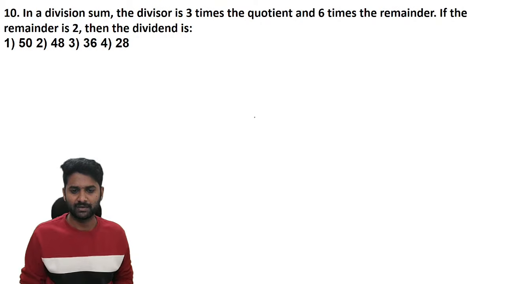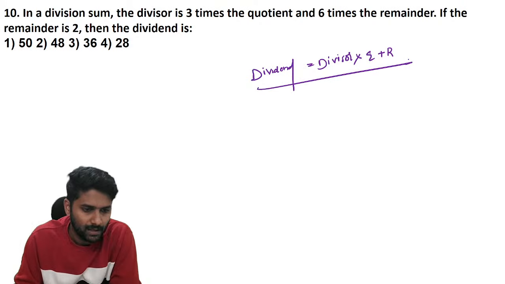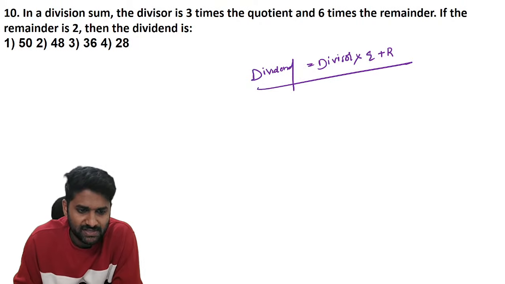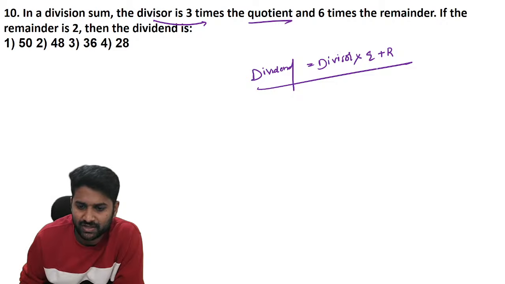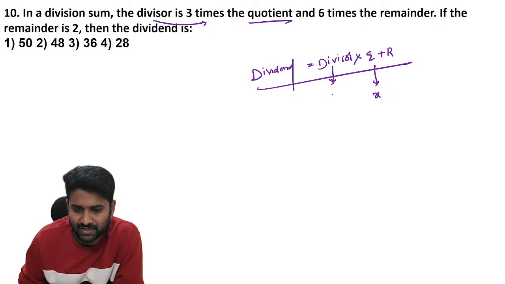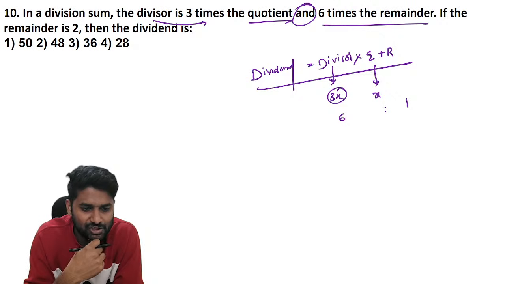Next, again remind us the concept: dividend is equal to divisor multiplied with quotient plus remainder. Now in a division sum, the divisor is 3 times the quotient and 6 times the remainder. Let us take that the quotient is x. The divisor is 3 times the quotient, which is 3x. And the divisor is also 6 times the remainder, which means it is in the ratio of 6 is to 1. If the remainder is 2, then what is the dividend?